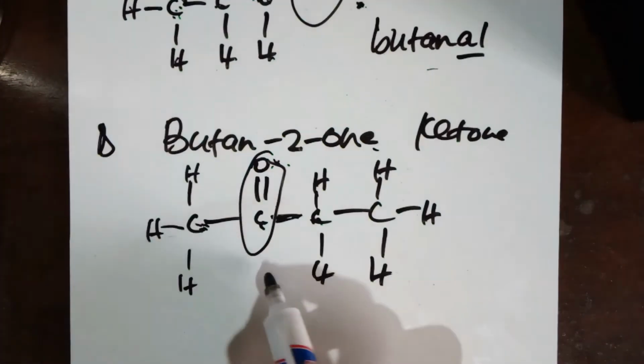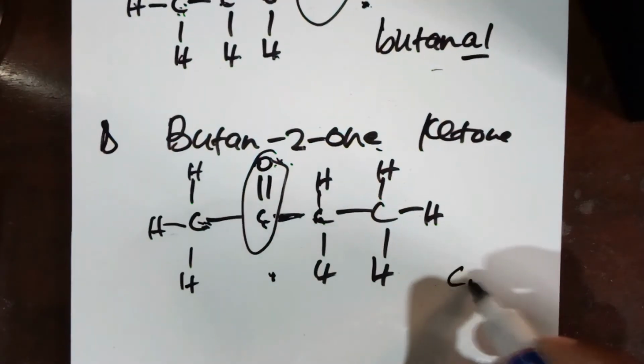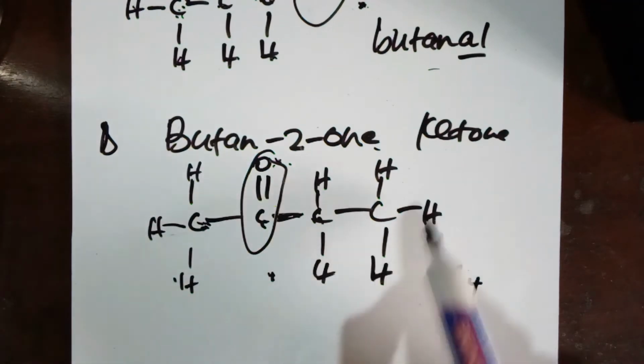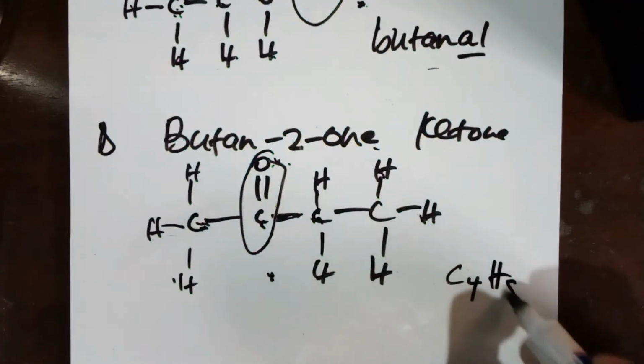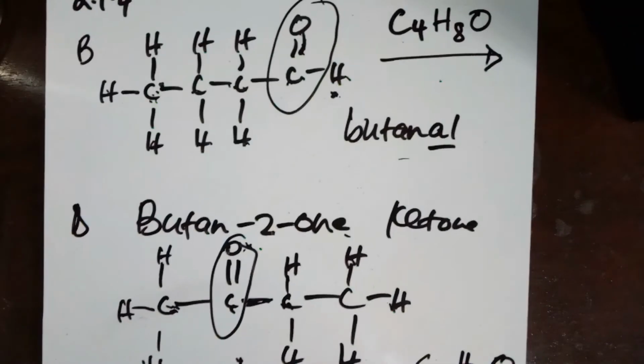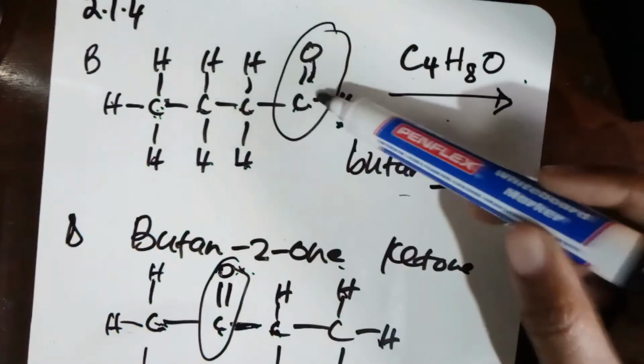Let us now write the molecular formula for this one. So how many carbons do we have? We have 4. Let's count the hydrogens: 1, 2, 3, 4, 5, 6, 7, 8. We have 8 hydrogens, and then a single oxygen. So what are you noticing?